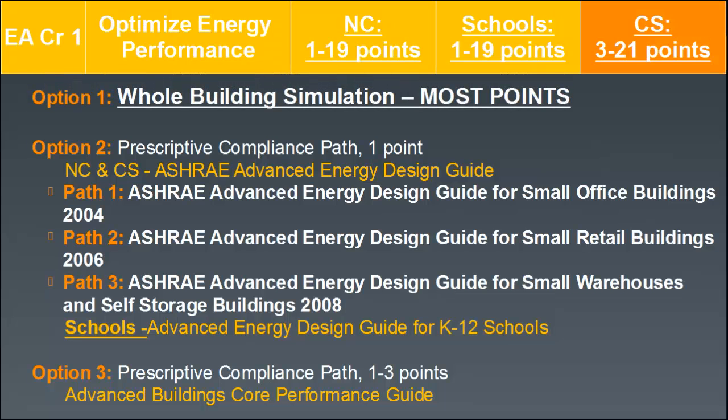Option 1 is a whole building simulation similar to option 1 for EA prerequisite 2, energy efficiency. This is how you earn the most points.